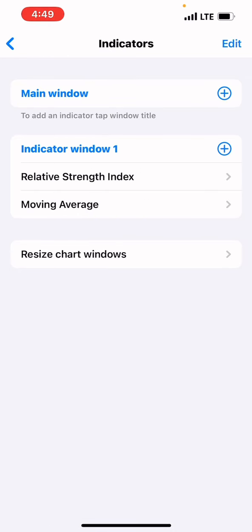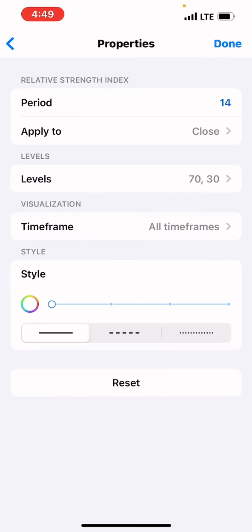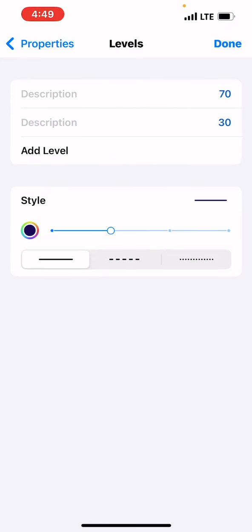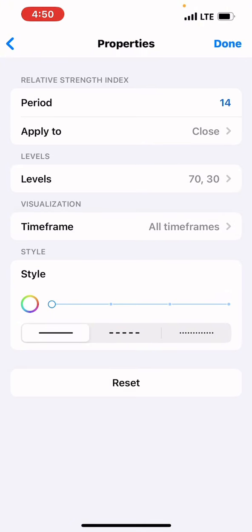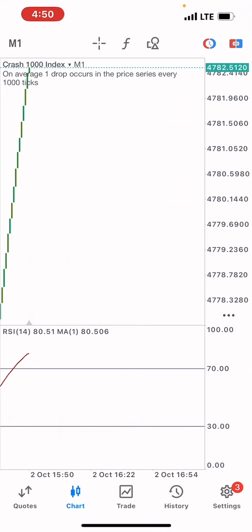First of all, we are going to be adding the Relative Strength Index to our chart. Period of 14 applied to close, levels 70 and 30. For the levels, please change the style to a color that will be visible on your chart. All right, click done when you're done with that, and then for this page, make sure your style is the same color as the background of your chart. Click done and save that.